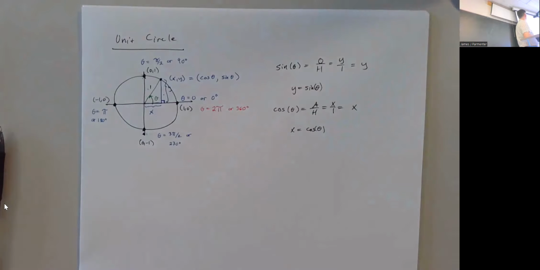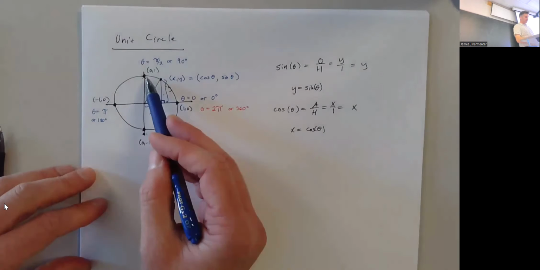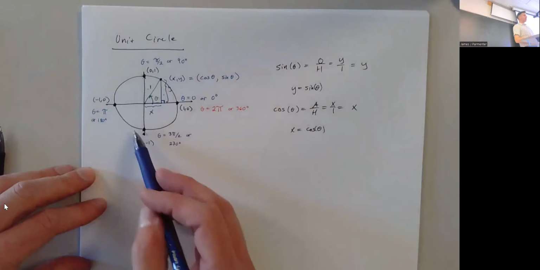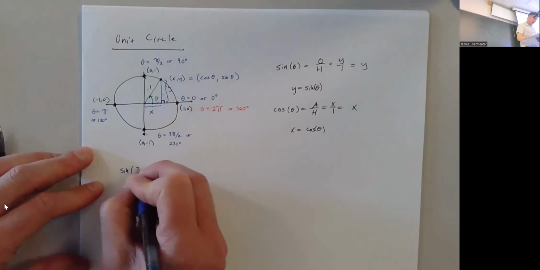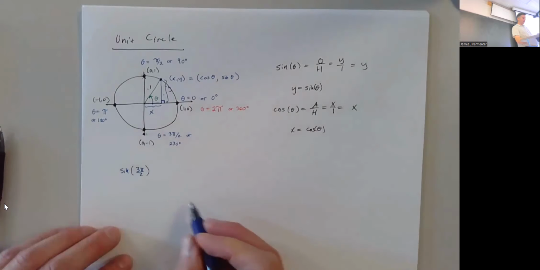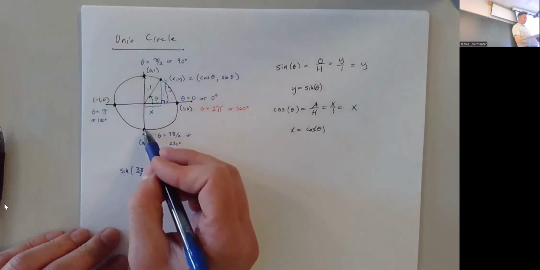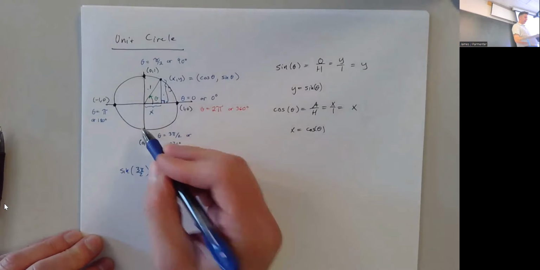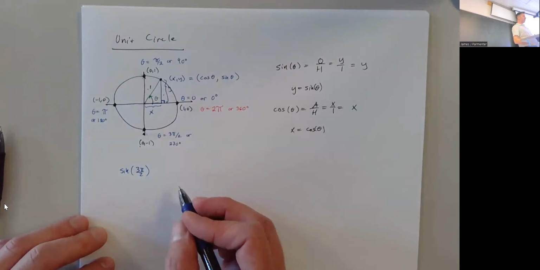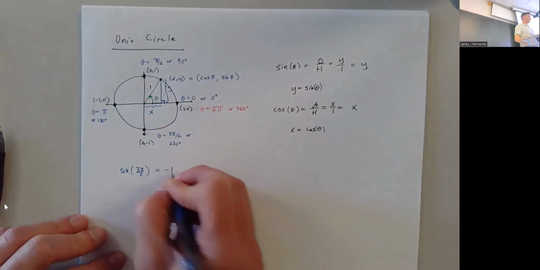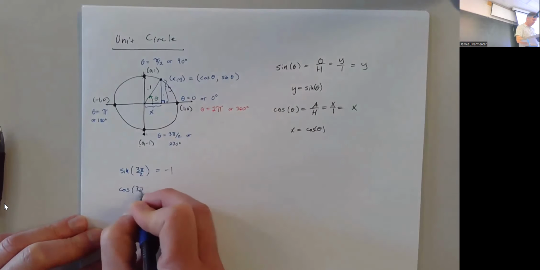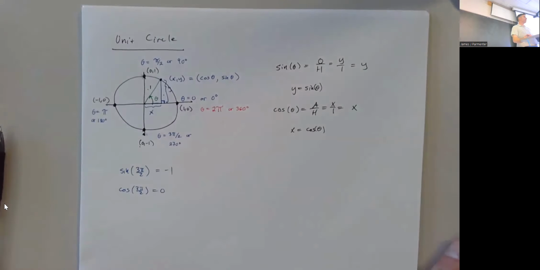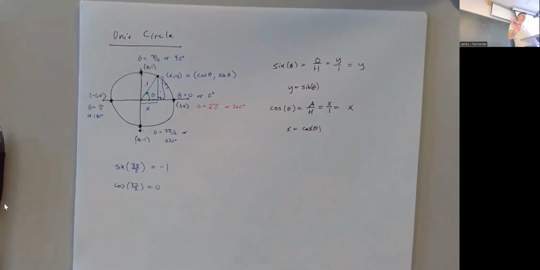What we can do with this is then say, okay, great, I can use these points on the unit circle to find something like sine of 3 pi over 2. Well, if I go all the way around to 3 pi over 2, the x coordinate is 0, the y coordinate is -1, so sine of 3 pi over 2 must be -1. And cosine of 3 pi over 2 must be 0. That is one of the many uses of the unit circle.